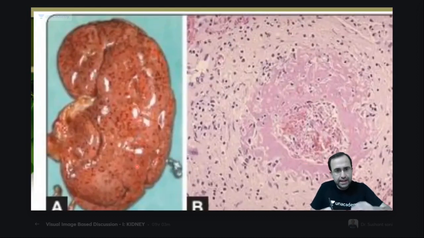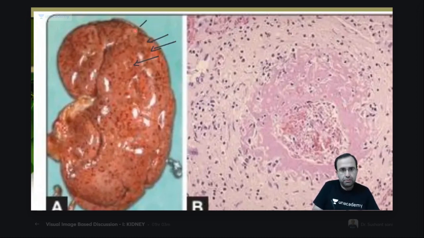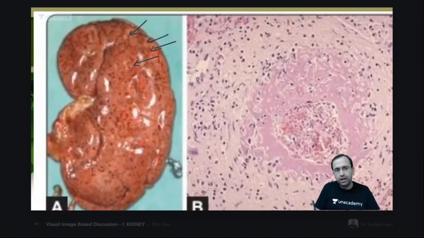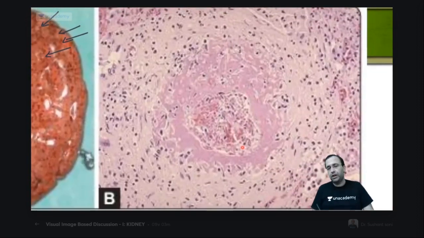What you see here are hemorrhagic spots on the renal capsule. This is the flea-bitten appearance seen in malignant hypertension. You are able to see hemorrhagic spots. Next, have a look at the microscopy.